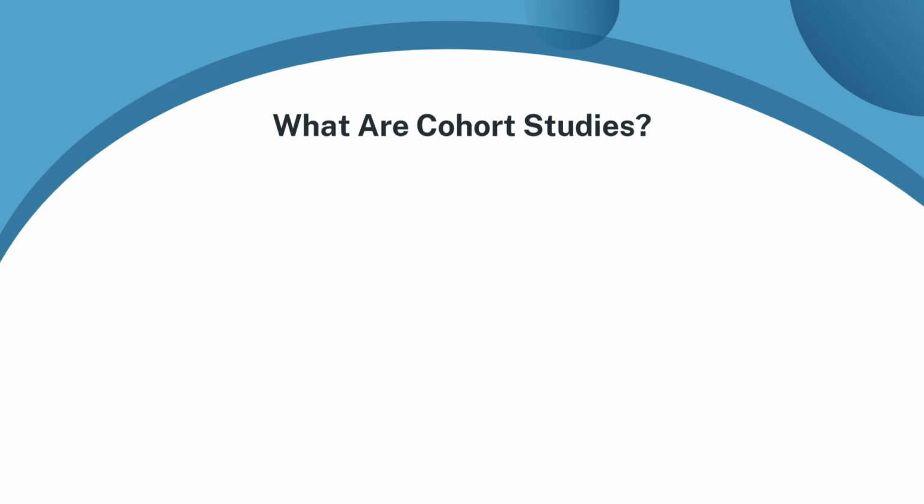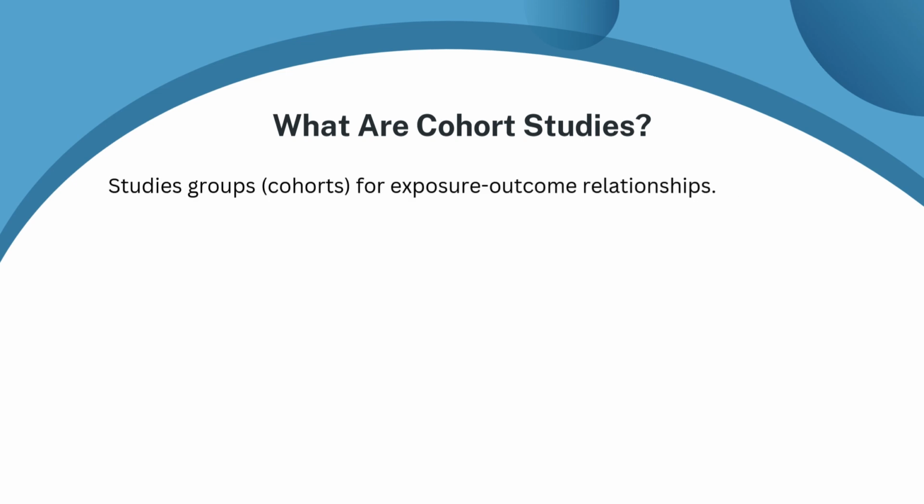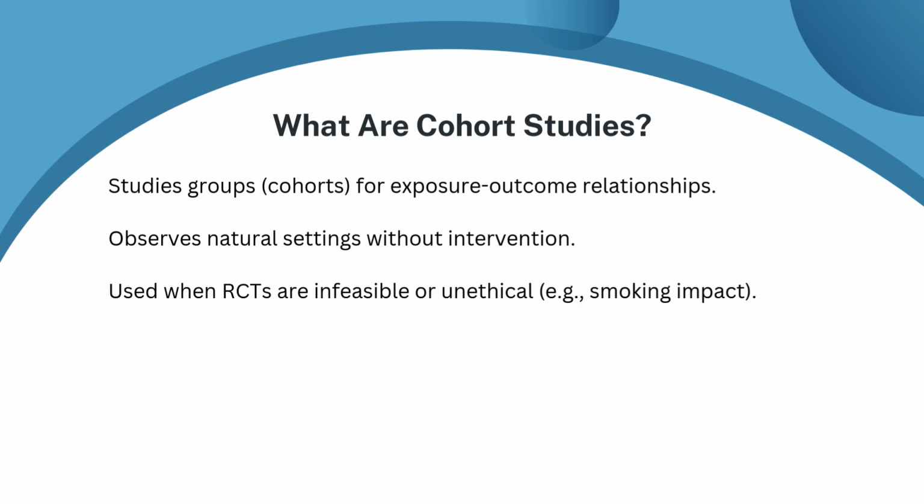So, what are cohort studies? As we mentioned earlier, cohort studies follow groups of individuals, called cohorts, over a defined period to explore the relationship between exposures and outcomes. Unlike randomized controlled trials, RCTs, where researchers intervene by assigning treatments, cohort studies are observational. They let us study the natural progression of events, making them particularly valuable when experiments are impractical or unethical.